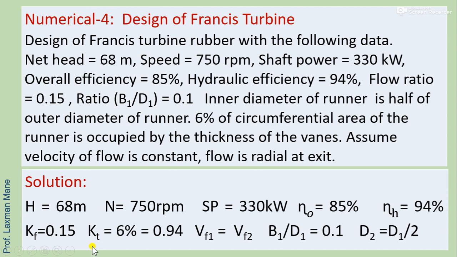This is the vane thickness factor, 6%, so the effective area will be what? 94%, that means 0.94. Then the B1 to D1 ratio is given, and the relation between D2 and D1 is given. The inner diameter, that is D2, is half of the outer diameter. So we will see this with the help of a diagram.